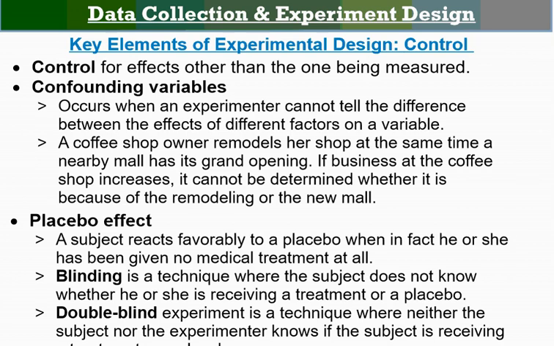Control, you would like to control for effects other than the one being measured. You use this in scientific studies all the time. So what you're trying to do is avoid confounding variables. Confounding variables occur when an experimenter cannot tell the difference between the effects of different factors on a variable. A coffee shop owner remodels her shop at the same time a nearby mall has its grand opening. If business at the coffee shop increases, it can't be determined whether it is because of the remodeling or the new mall. So you would like to control for the effects other than really what you're after.